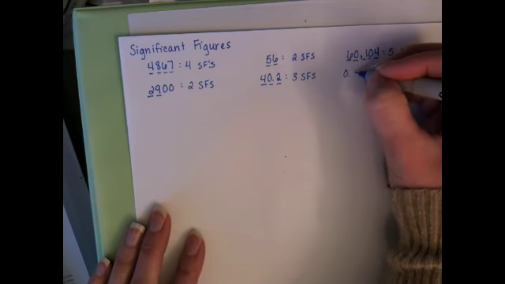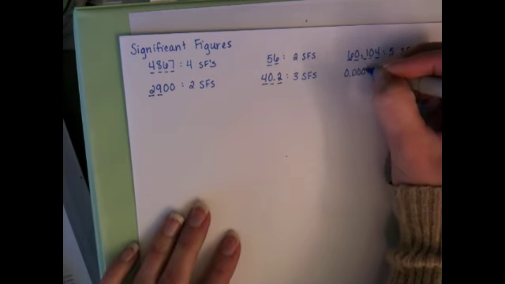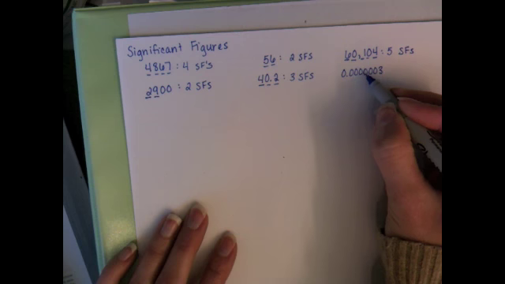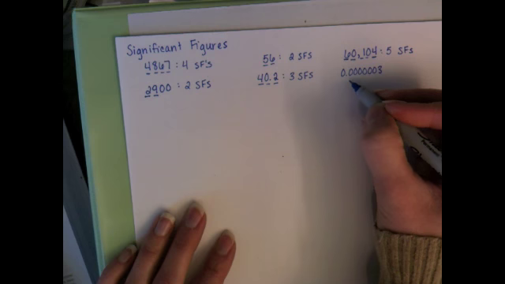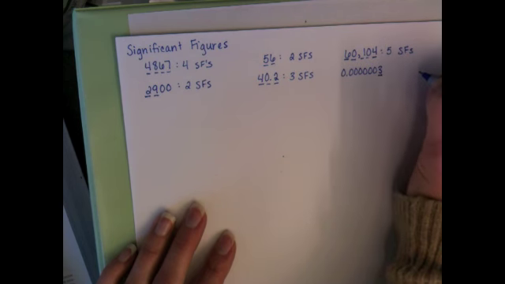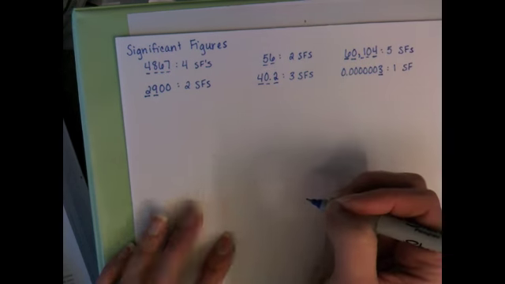Here's another one. 1, 2, 3, 4, 5, 6. 6 zeros and a 3. 0.0000003. Again, we have a visible decimal point, so we count the first non-zero digit and everything beyond it. In this example, there's nothing beyond it. There's just 1 sig fig.